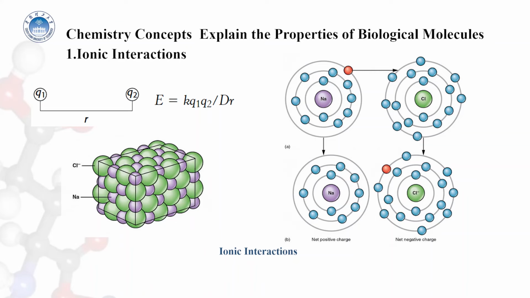Ionic interactions, first we're going to introduce this. A charged group on one molecule can attract an oppositely charged group on the same or another molecule. It's called ionic interactions. The energy of an ionic interaction, sometimes called an electrostatic interaction, is given by Coulomb energy.